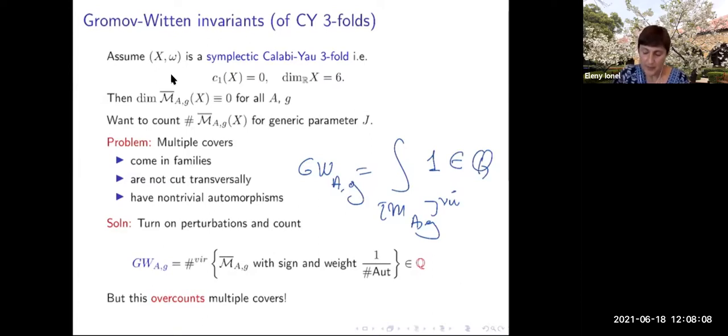But regardless, this gives us a well-defined invariant, and if that's what we care about, that's fine. But obviously it's going to overcount these multiple covers, right? Because we have this whole family of multiple covers. If you think about defining this by turning on perturbations, some of them will deform and give you solutions to this perturbed equation. So it clearly overcounts these multiple covers. Any questions so far? So that's a brief reminder of Gromov-Witten invariants, especially for Calabi-Yau threefolds.